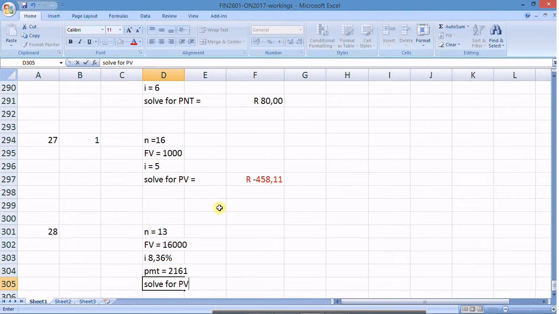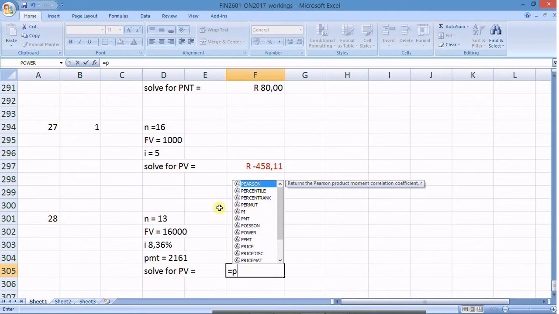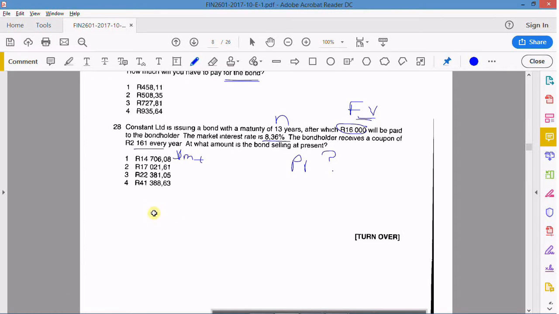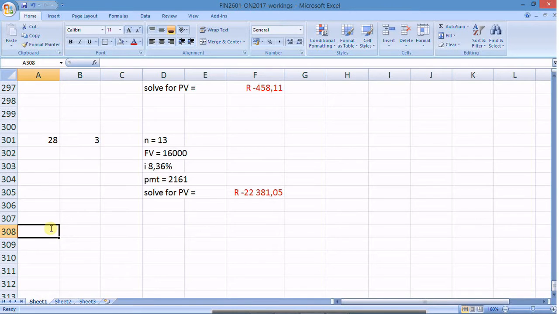Solve for PV equals, let's see. PV, brackets, the rate 0.0836, N is 13, payment is 2161, future value 16. Did you get 22? Yes, I did. Option 3. Good. Okay, 29.